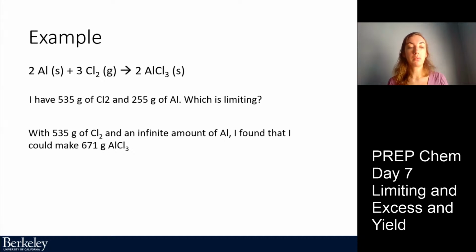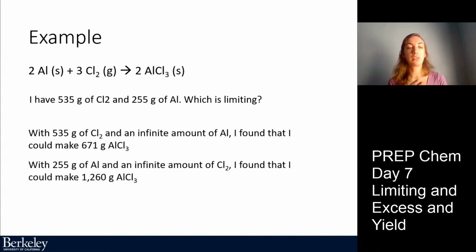So what we found was that if I had 535 grams of chlorine and an infinite amount of aluminum, I could make 671 grams of AlCl3. And with 255 grams of aluminum and an infinite amount of chlorine, I found that I could make 1,260 grams of AlCl3. So I want you to talk in your groups for a second about which reactant you think is limiting.